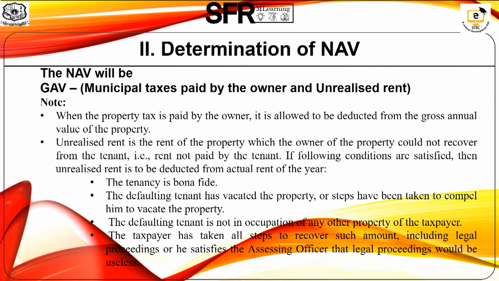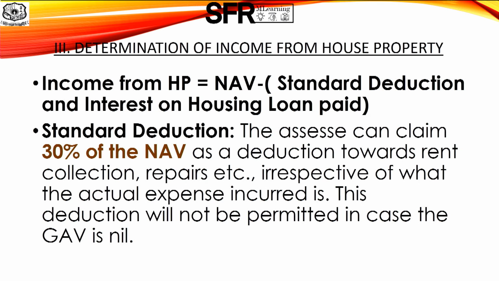The final step is the determination of income from house property. From the net annual value determined from the second step, we can deduct two items. One is the standard deduction and another is the interest which is paid for housing loan. The first deduction is standard deduction. 30% of the net annual value can be claimed as deduction. This is provided for expenses which are incurred for that house property.